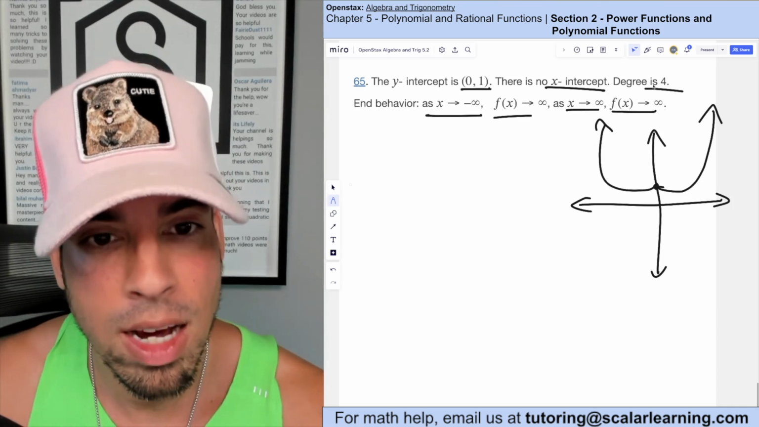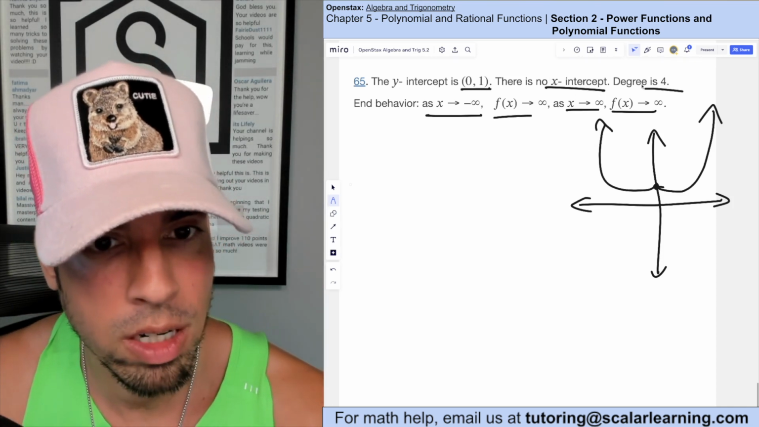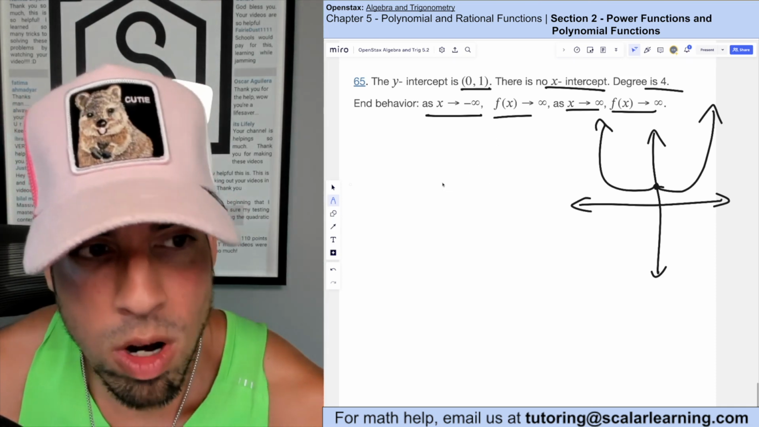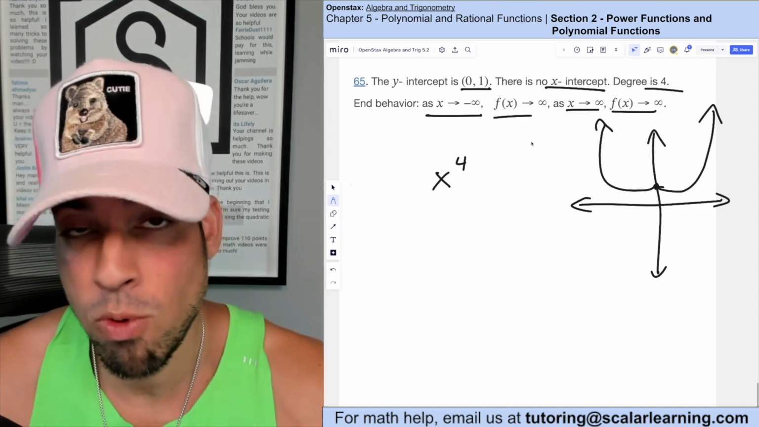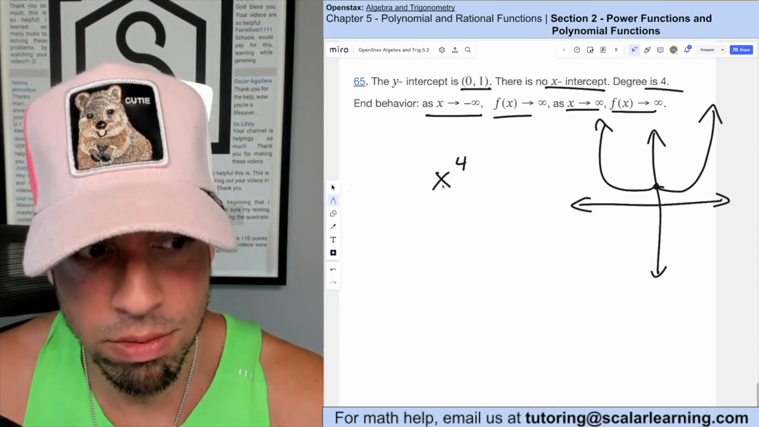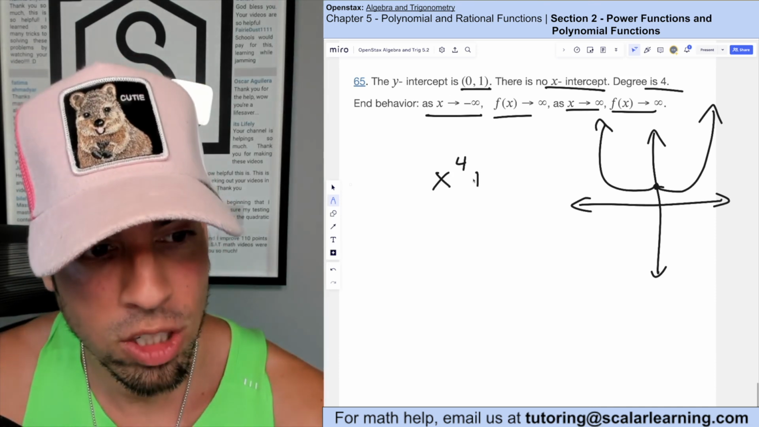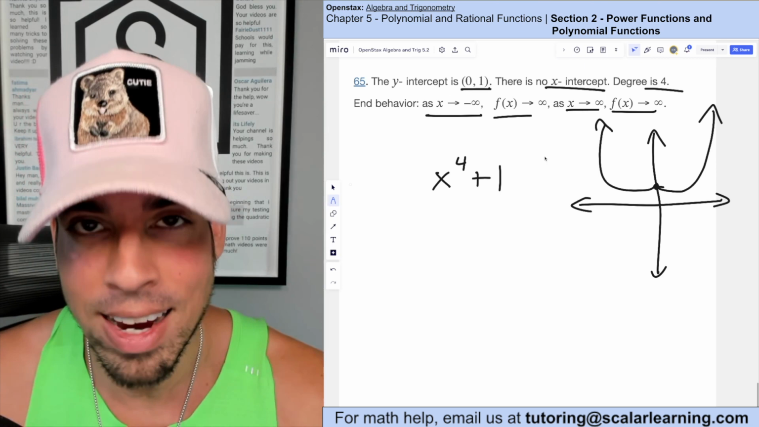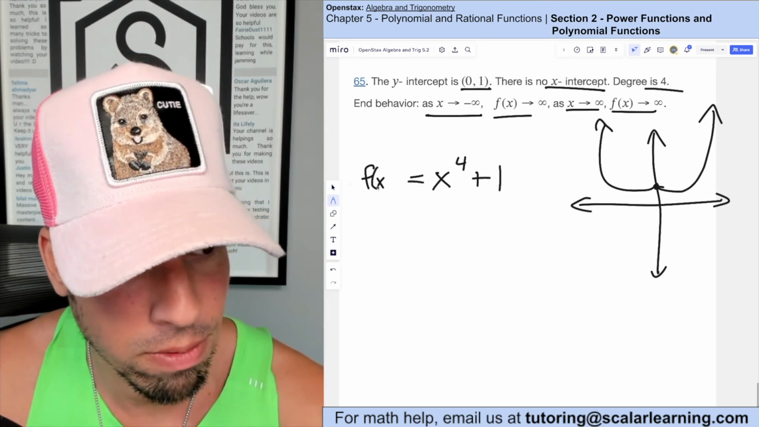All right, now how do we put this together? So no x-intercepts and a degree of 4. So one possibility is we say x to the 4th, there's our 4th degree polynomial, and it says a y-intercept of 1, meaning if I plug 0 in for x, I should get 1. Well, here if I plug 0 in, I get 0. But if I just add 1, meaning I shift x to the 4th up by 1, I've got a perfect example of a function that fits the bill.